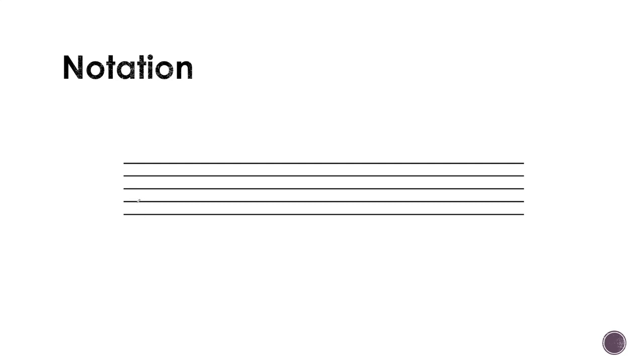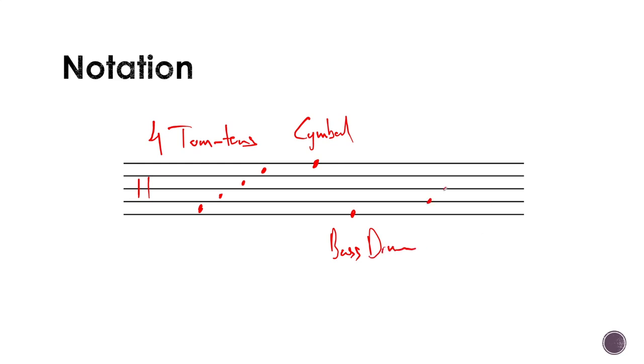First of all, the notation of the pitched instruments is easy because they are written on a five-line staff with a clef. But the notation of the unpitched instruments is a little controversial. There are some composers or orchestrators who use a five-line staff also for the unpitched instruments and notate, for example, in the spaces, the four tom-toms, and they use this one for cymbal, and this one for bass drum, and those three lines for, I don't know, wood blocks.